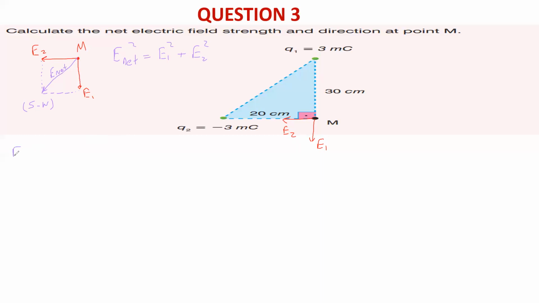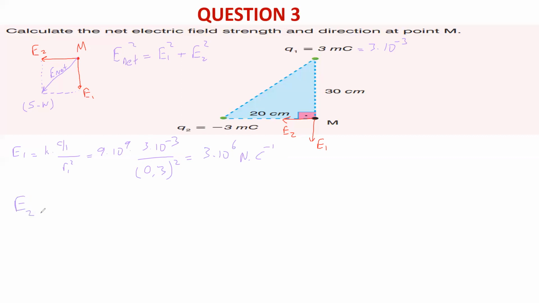Let's calculate E1. E1 equals K times Q1 over R1 squared. What is our K? 9 times 10 to the power of 9. And then Q1 is 3 times 10 to the power of -3. Why? Because we have mC, 3 times 10 to the power of -3. Bell ring, but not for you. We are almost done. R1 equals 0.3 meters. You are calculating, and then what's our answer now? 3 times 10 to the power of 6, unit N C to the power of -1.